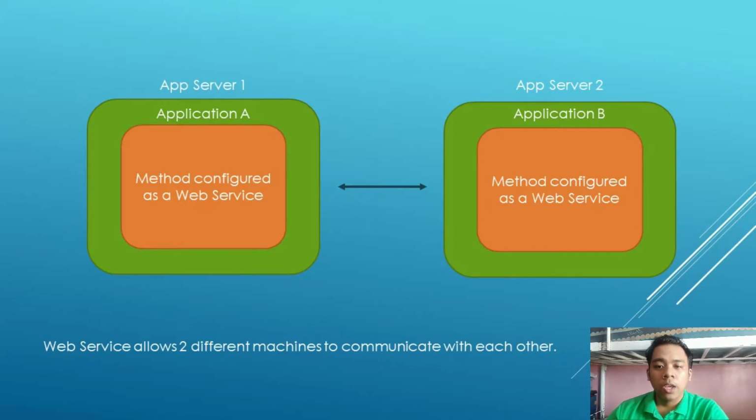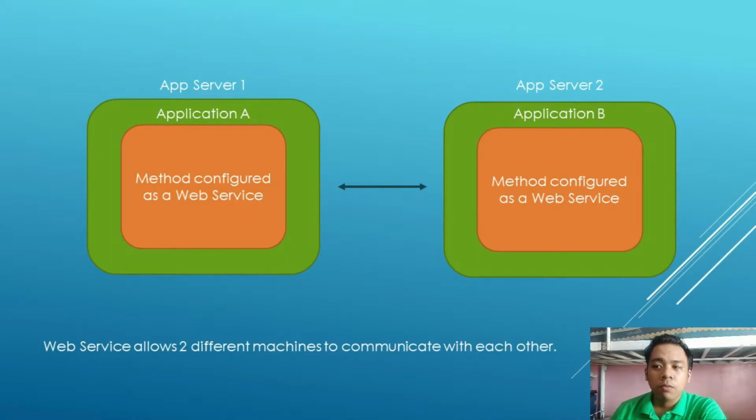I have here an image. Let's see, app server 1 and app server 2. These two app servers have different applications and different methods. If app server 2 would want to use a method from application A, which is in another app server, the method in application A should be configured as a web service for application B in app server 2 to use its functionality. Web service allows two different machines to communicate with each other.